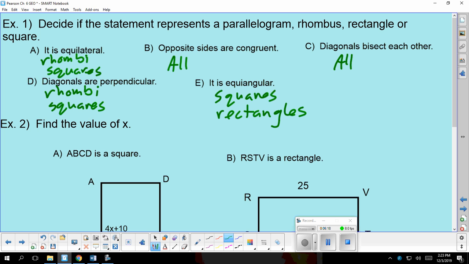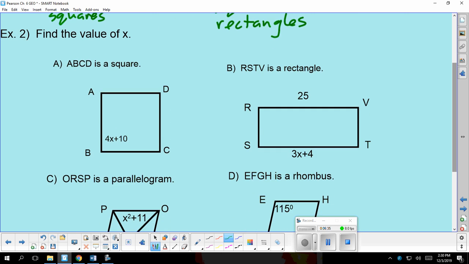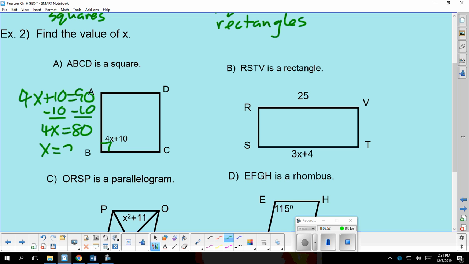All right, so example 2. Use these properties to solve for the value of the variable. So just go through A, B, C, and D, and then we'll do the last example 3 together. All right, so this is a square. So I know this is a 90-degree angle. Right angles measure 90 degrees. Let's set that equal to 90 and solve. Subtract 10. 4x equals 80. x equals 20.